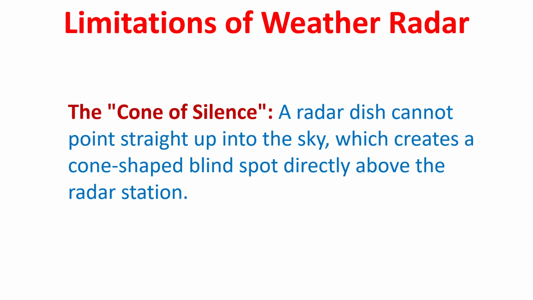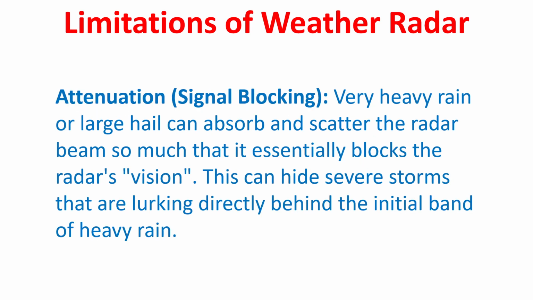The cone of silence. A radar dish cannot point straight up into the sky, which creates a cone-shaped blind spot directly above the radar station. Very heavy rain or large hail can absorb and scatter the radar beam so much that it essentially blocks the radar's vision. This can hide severe storms that are lurking directly behind the initial band of heavy rain.